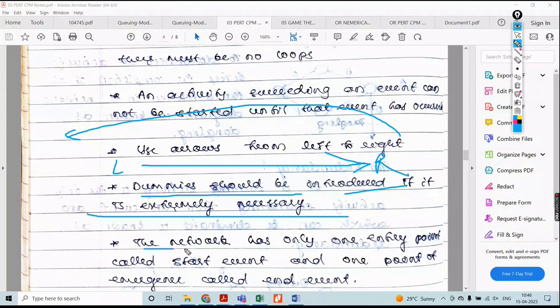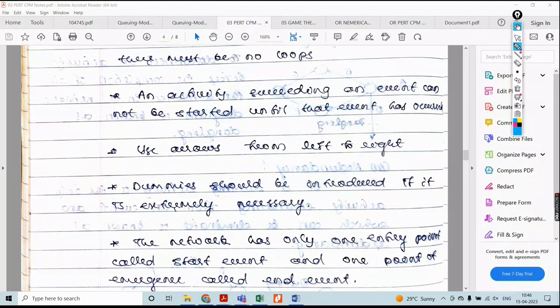Then the network has only one entry point called the start event. Then one point of emergence is called the end event. For example, there will be an event which is taking place. Okay, this is the starting point. This is the ending point. Okay, this is the method of how you need to do the consideration.